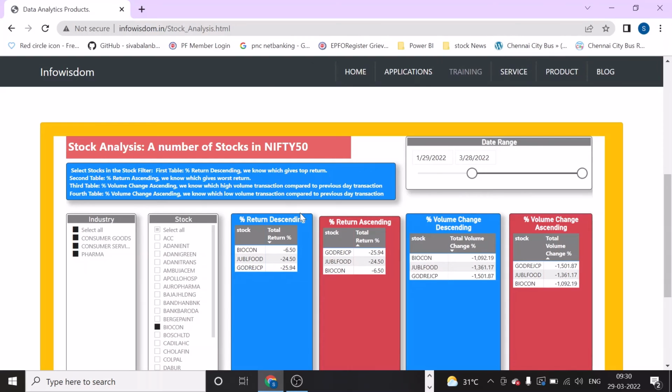So it shows the return in descending order, and the return in ascending order, and the volume change in descending order and the volume change in ascending order. If you have selected 10 or 15 shares, then it is easy for you to find out how the stocks are performing in ascending order and descending order. Here you can take the date range also. So these are the ways this can be very useful.